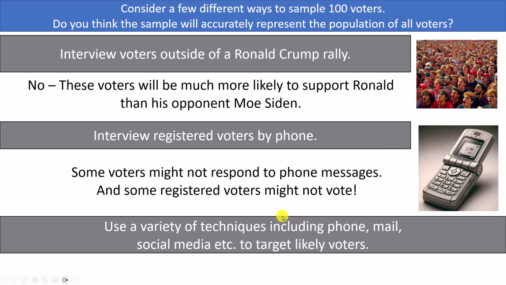Or maybe a third option here would be a variety of different techniques. So maybe we include some phone, some mail, some social media, and maybe some other different methods to target a number of different voters, right? So certainly we would be getting closer to a representative sample, but you can start to see, by all the things that we've considered with just trying to get a simple sample of 100 voters, how difficult it can really be to get a representative sample.